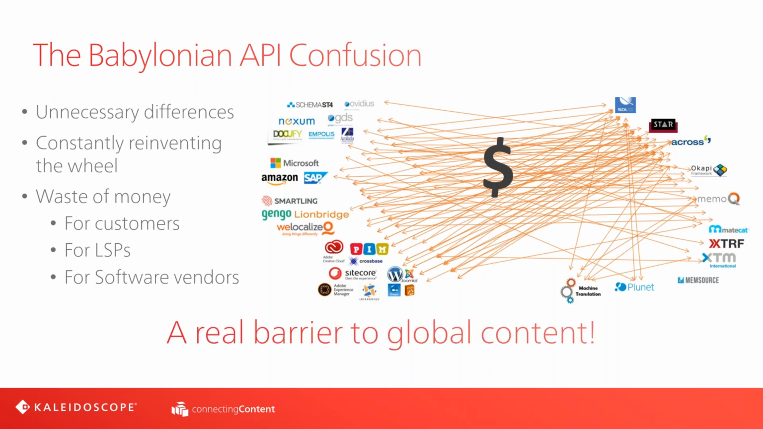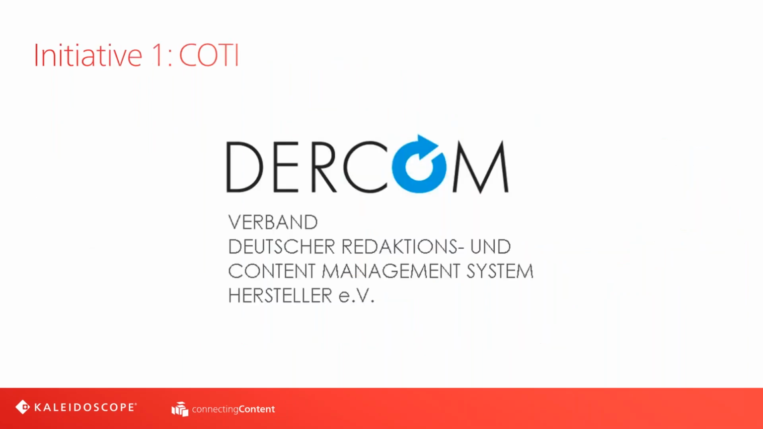So we think this problem of how do we get information from A to B is really a big barrier if we want to achieve true global content. So there have been initiatives to solve this. There is a German-speaking initiative.